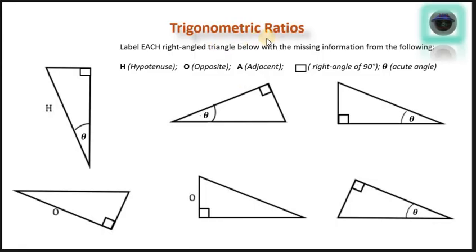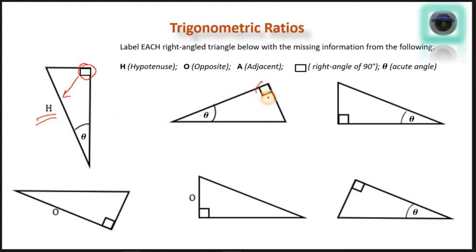Now, let's look at trigonometric ratios. Label each right angle triangle below with the missing information from the following. We have hypotenuse, opposite, adjacent, and so forth. In case it's a little new to you, you should have remembered in the first lesson how to identify the hypotenuse. You identify the right angle, and opposite the right angle is your hypotenuse.